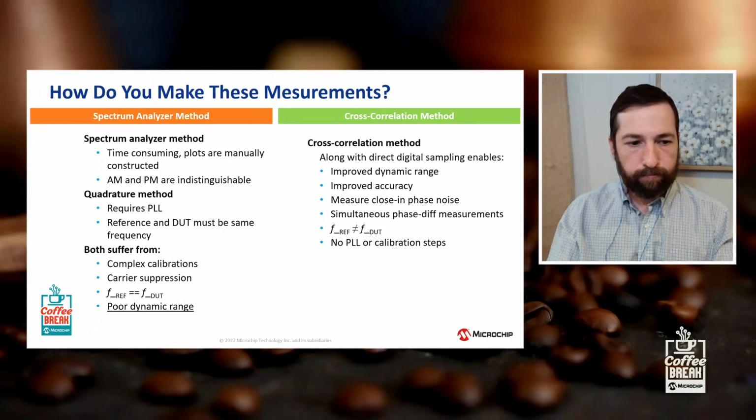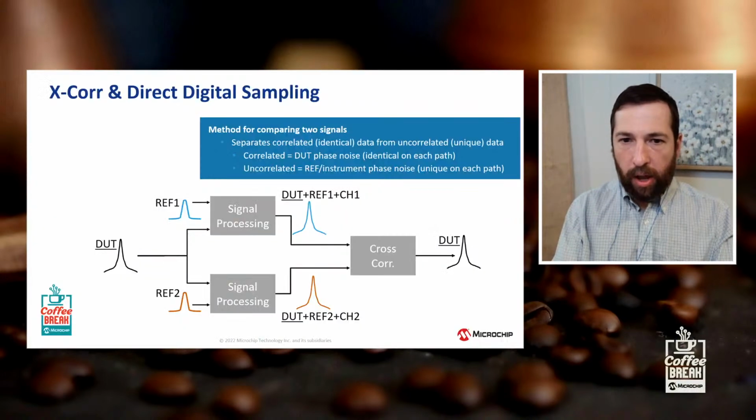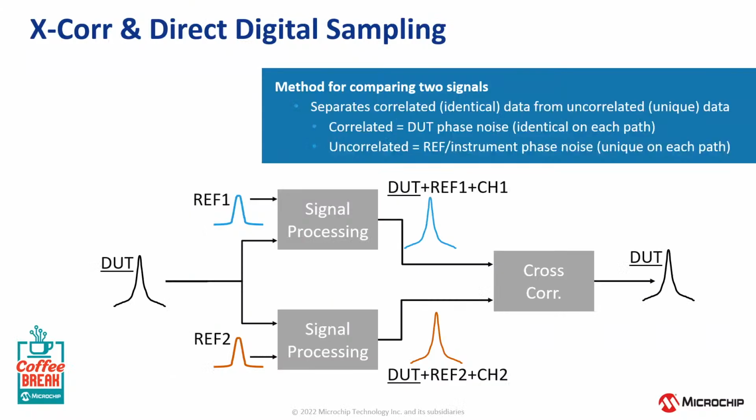Okay. So if someone was designing an analysis tool or system and they wanted to use the cross-correlation method, how would they go about implementing that? Yeah, so we have a diagram of how it works at a very high level. Essentially, you have your device under test, which in this diagram is coming in on the left, and you want to split that and compare it on two measurement paths against a reference.